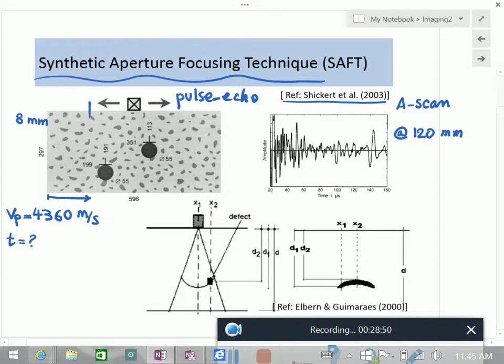So it is 199 from here, the center. And it is 191 from the surface. A little excess. Where do we expect to see the echo from the left hole?